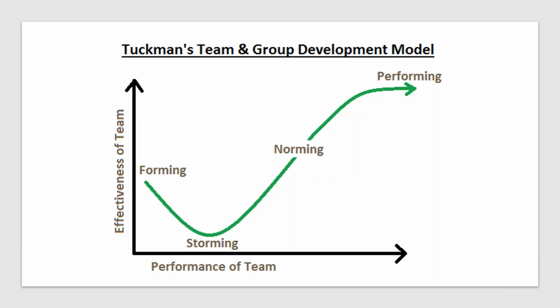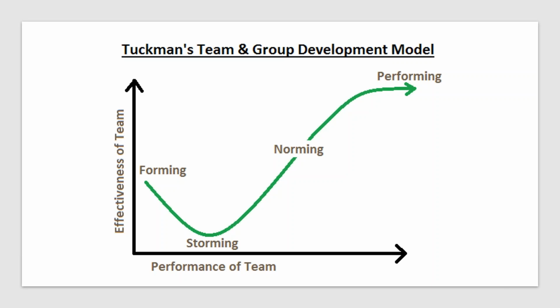The thing that's nice about this is we've got a bit of rhyming going on here: forming, storming, norming, and performing. They're ultimately the four key stages of team development, and each of them gives some glimpse of what that stage looks like. As you can see in the graph, down the bottom you've got the performance of the team, and also the effectiveness of the team. There's a bit of a dip around the storming stage, and then the arrow goes up from there.